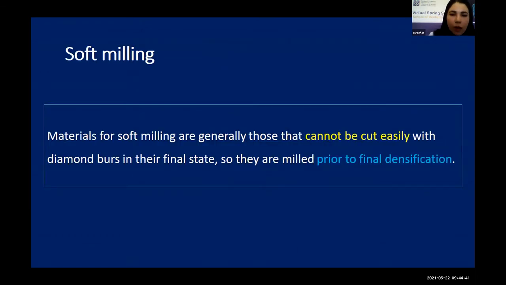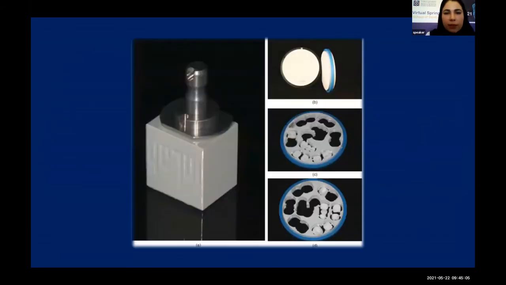And about soft milling, in soft milling, materials actually cannot be cut in their final state or final phase, so they are milled prior to final state. This is an example of soft milling.